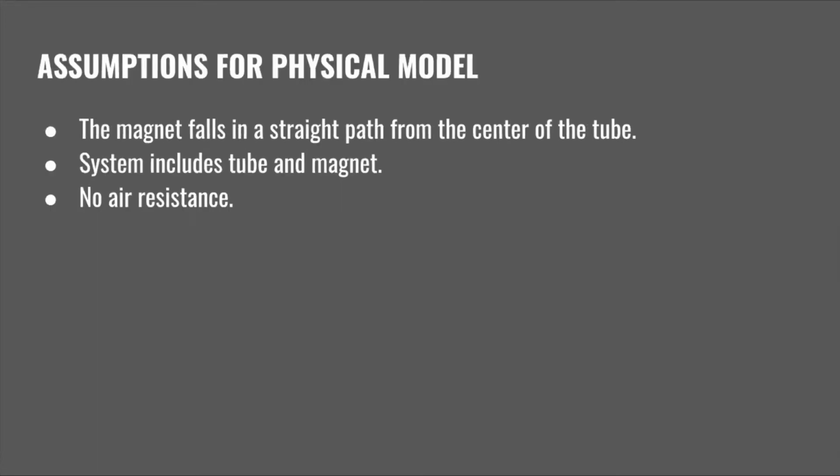Some of the assumptions that are made for the physical model is that the magnet falls in a straight path, meaning that I dropped it exactly from the center of the tube, and it did not interact with any of the sides, so that the only interacting forces are essentially the magnetic and the gravitational force. The system includes the tube and magnet.